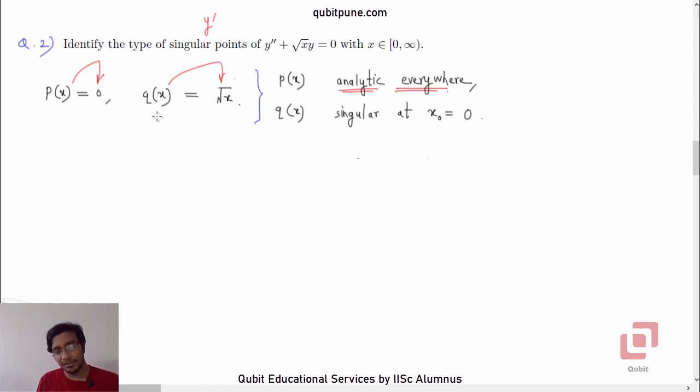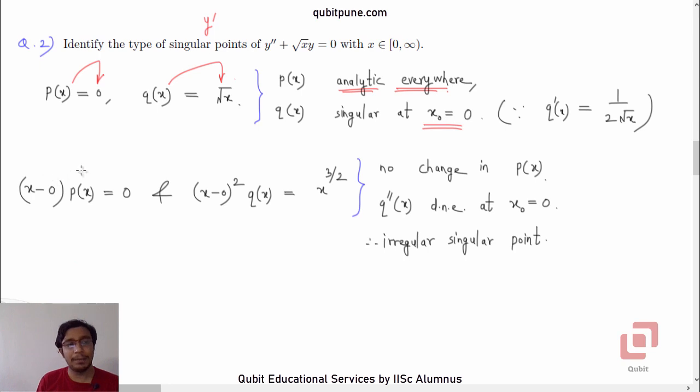But as we have discussed already, q of x, which is root of x, is not analytic, or is singular, at x equal to 0, because the derivative of q is 1 upon 2 root x, which is not defined at x equal to 0. So clearly 0 is the only singular point of this differential equation. Now we need to decide whether it is regular or irregular. To do it, we multiply p of x by x, which still doesn't change p of x because p of x is 0 throughout.